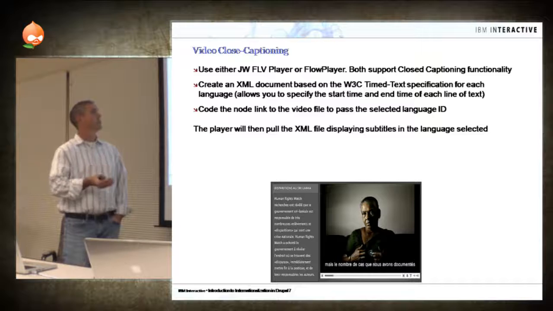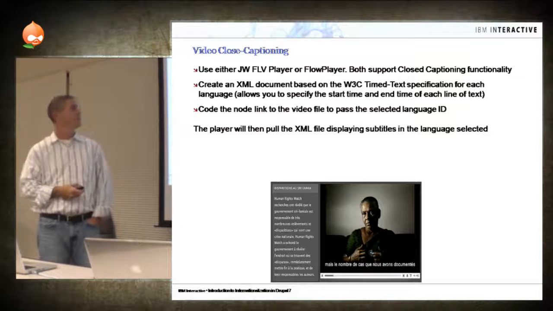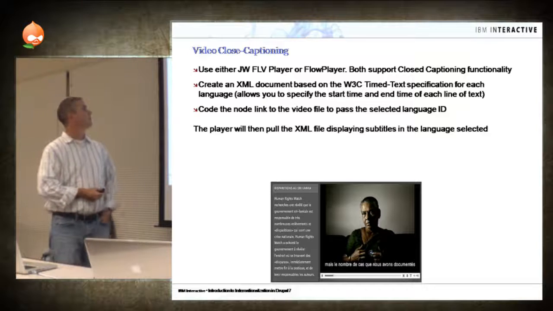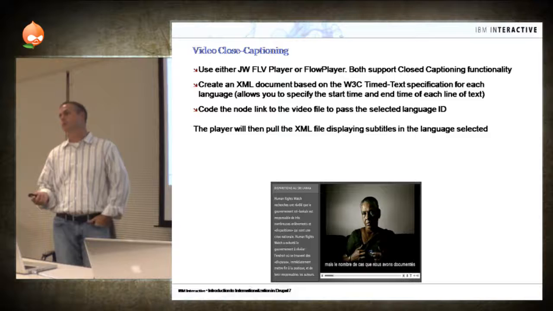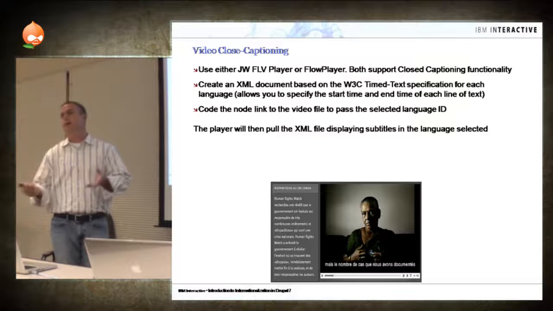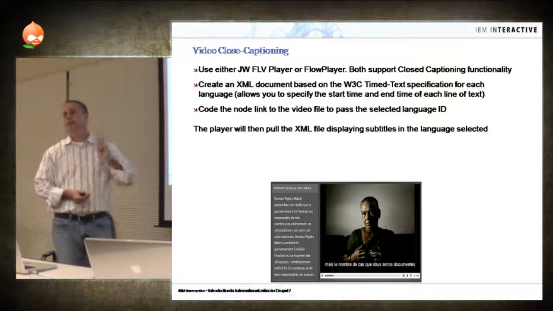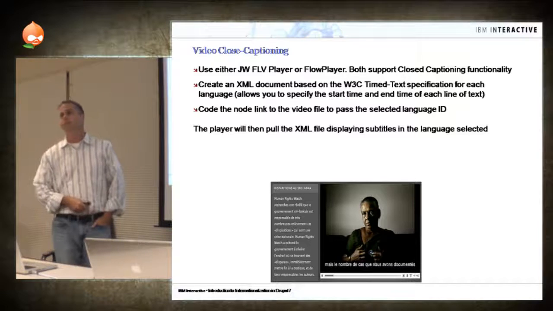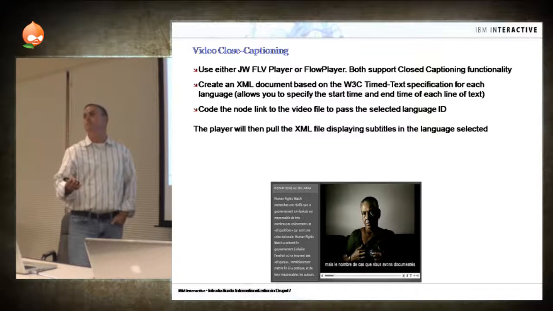And then we're looking at an XML document based on the W3C timed text specification. The main part is the code, the node link with the video file to pass the selected language. So basically you'll have your XML file related with your video, and as long as the ID is passed in with the link, it should show the closed captioning. Again, we need this with English as well, to make it accessible.